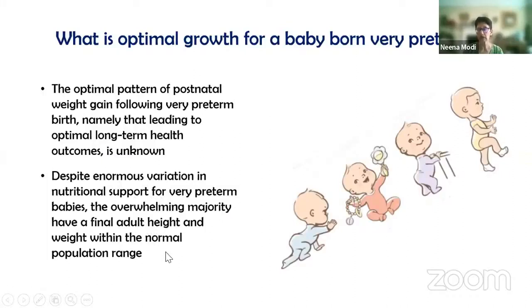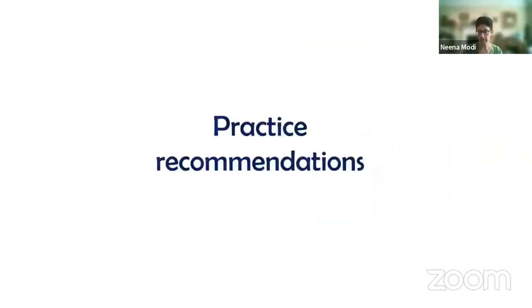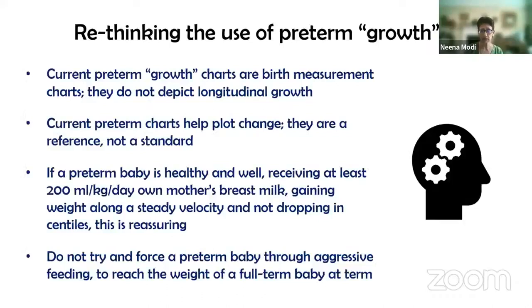So we can reassure our parents that so long as they are not gaining weight too quickly, and so long as they're not gaining weight too slowly, their adult height and weight should be within the normal population range for full-term babies. So finally, to end, what are the practice recommendations?